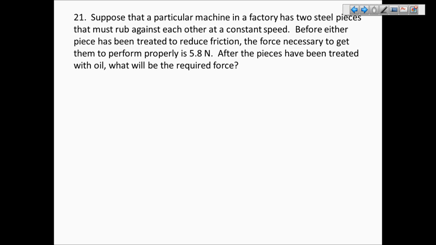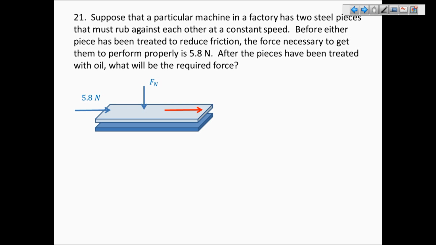Alright, number 21. Suppose that a particular machine in a factory has two steel pieces that must rub against each other at a constant speed. Before either piece has been treated to reduce friction, the force necessary to get them to perform properly is 5.8 newtons. After the pieces have been treated with oil, what will be the required force? So here we see our two pieces of steel, and we're going to need to figure out what this normal force is. It might not just be equal to the weight of the two pieces.